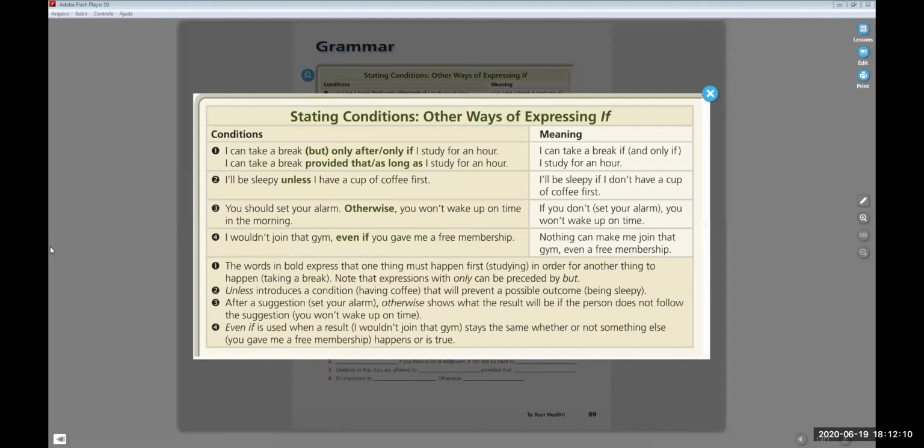Another example. Unless you get a good grade in the exam, you're going to do the makeup call. Unless. Did you understand, guys? No. I will be sleepy unless I have a cup of coffee.